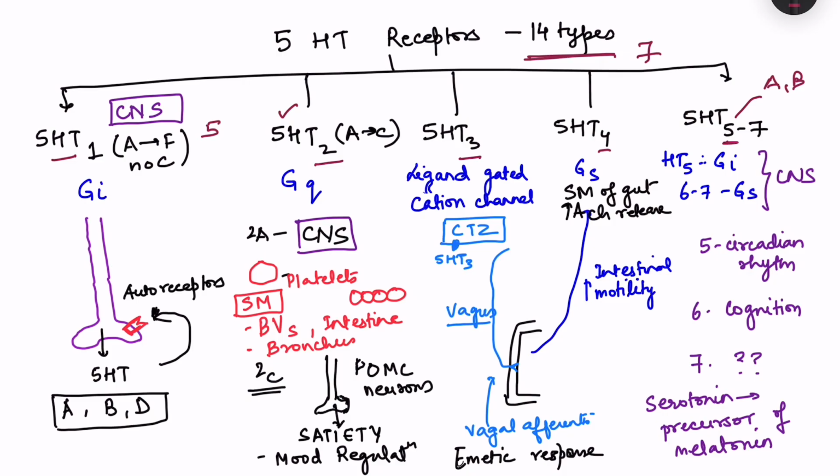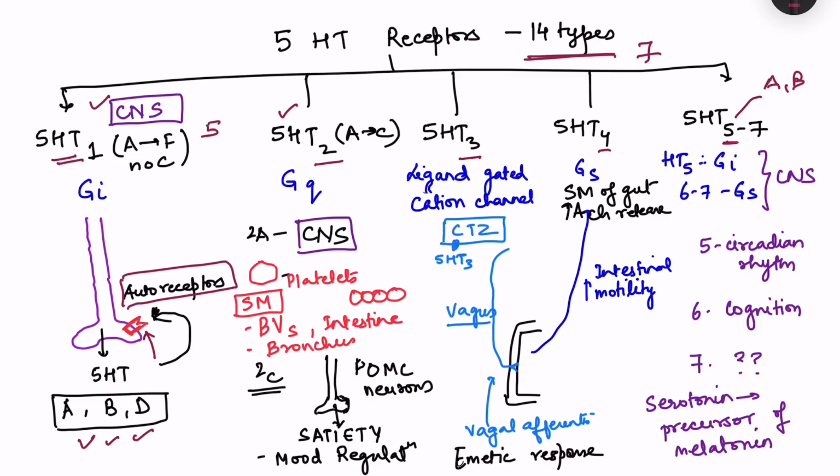So first is 5-HT1 receptor, which is basically an autoreceptor. Okay. So this 5-HT1 receptor is present in CNS. Actually all types are present in CNS, but we will see that some other receptors have some other function as well. So 5-HT1 is present in CNS and it acts as an autoreceptor. Means what? Say suppose this is the 5-HT1 receptor, especially the A, B and D types act as autoreceptor.